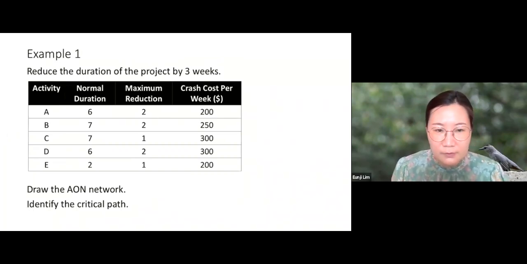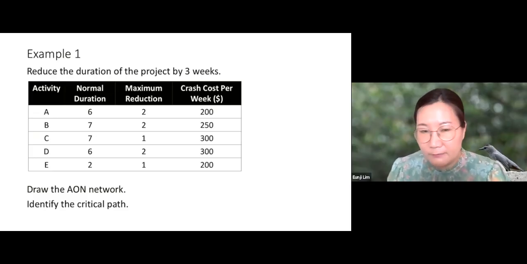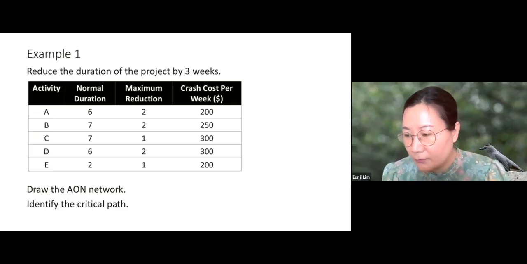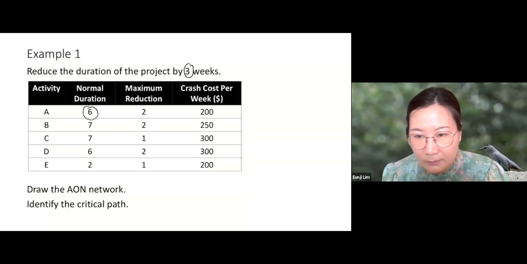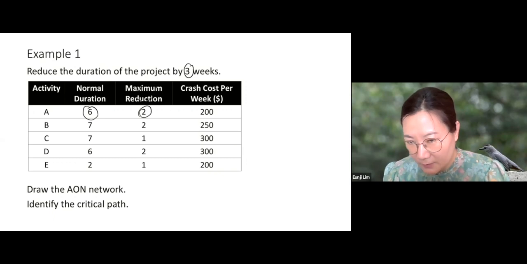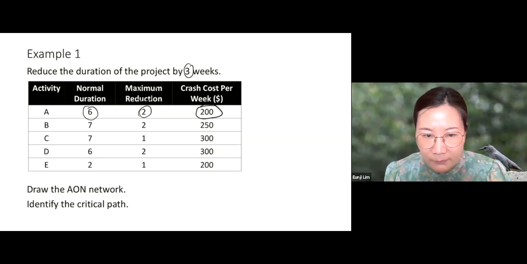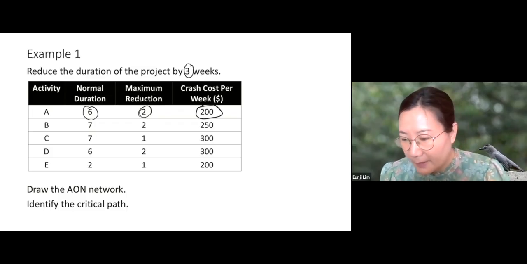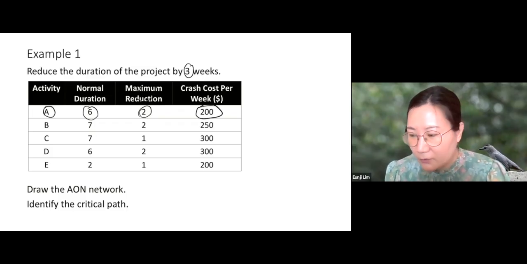So in the first example, we have 5 activities and we want to reduce the duration of the project by 3 weeks. And we're given the normal duration. For example, the normal duration of activity A is 6. And we're given the maximum reduction. That means we can reduce the duration of activity A by 2 weeks at most. And we're given the crash cost per week. For example, to reduce the length of activity A by 1 week, we need to spend $200 additional.